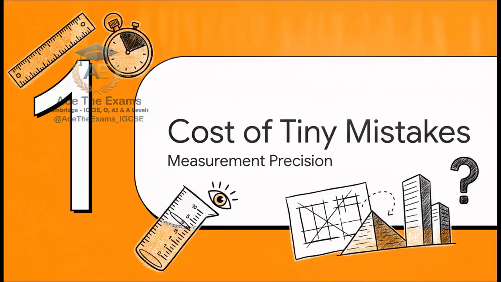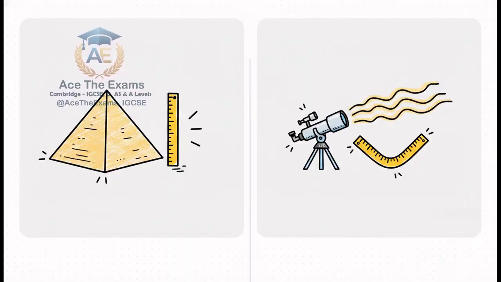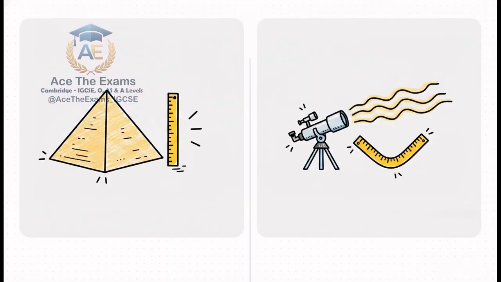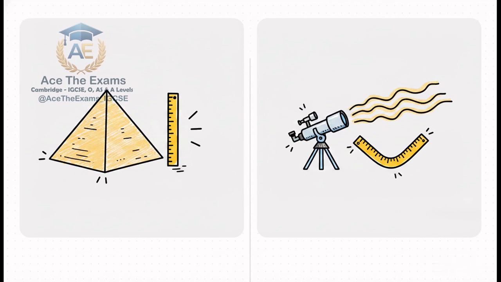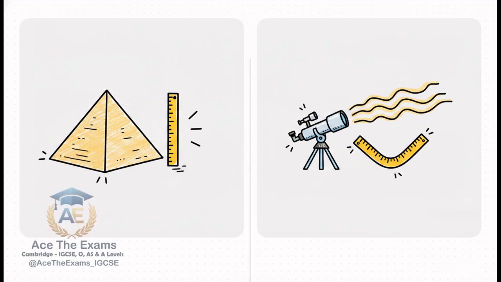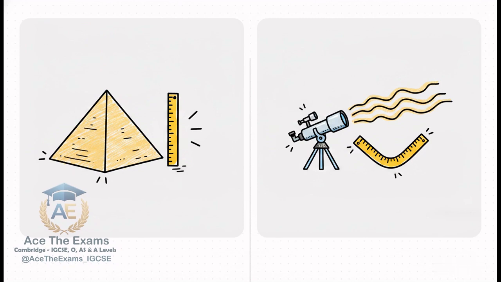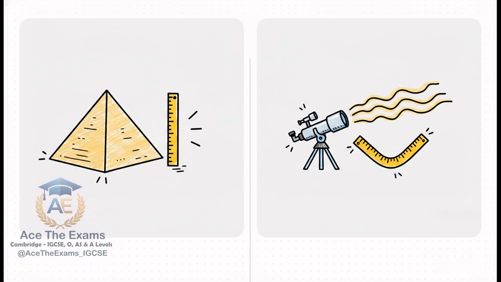Section 1, the cost of tiny mistakes. Let's talk about why measurement precision is literally the foundation of everything we do. So why do examiners spend so much time obsessing over measurement precision in physics? Why is it always the first topic in your syllabus? Because it is the absolute foundation of everything in physics and engineering.